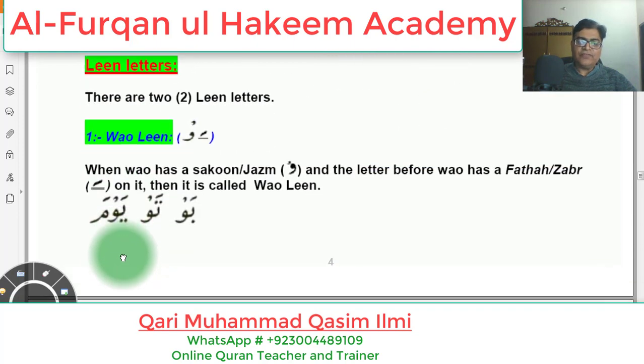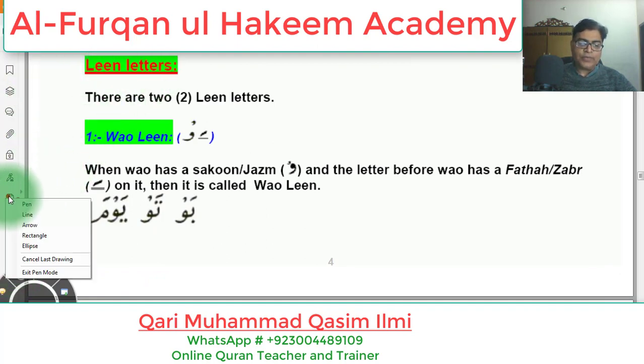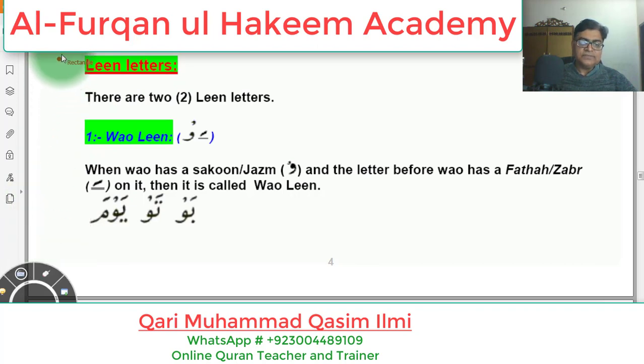And now it is very, very important to know about Leen letters. How many Leen letters are there? These are the Leen letters. There are 2 Leen letters, waw sakina and ya sakina. When there is a zabar before both of them, waw sakina and ya sakina become Leen letters. There are 2 Leen letters.